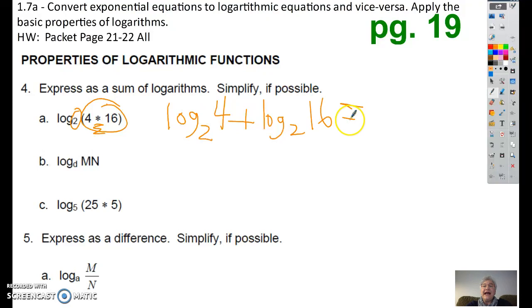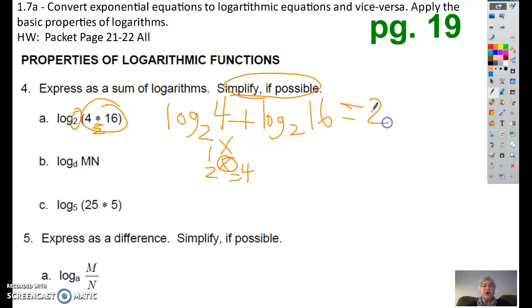Now, when we start having instructions like simplify, then we must look at the log and see if we can solve it. So when I see log base 2 of 4, if I did it very quickly as a Roman numeral 9, it's going to be 2 raised to a power equals 4. So we already know that in that case, this x is going to be 2.